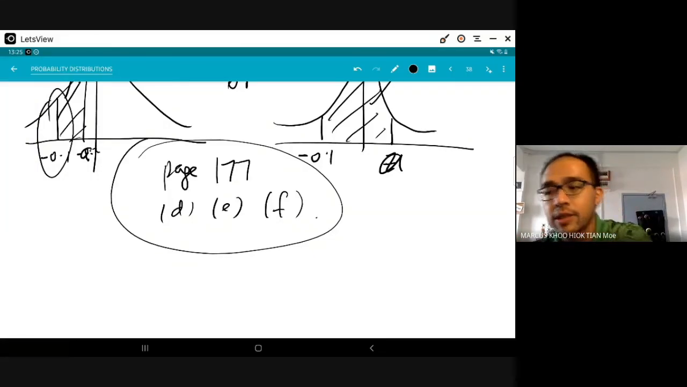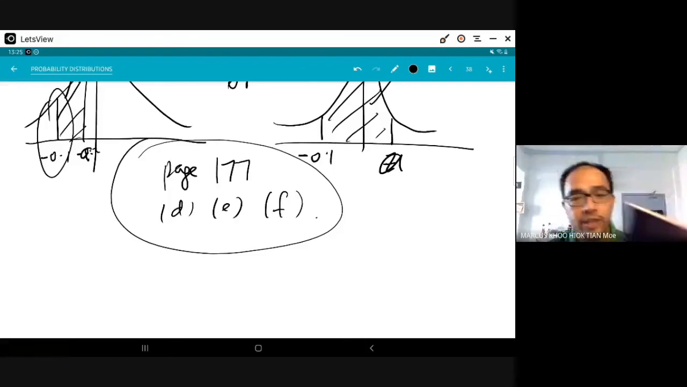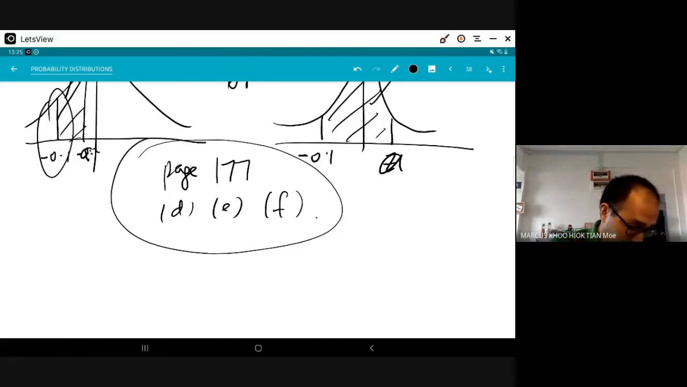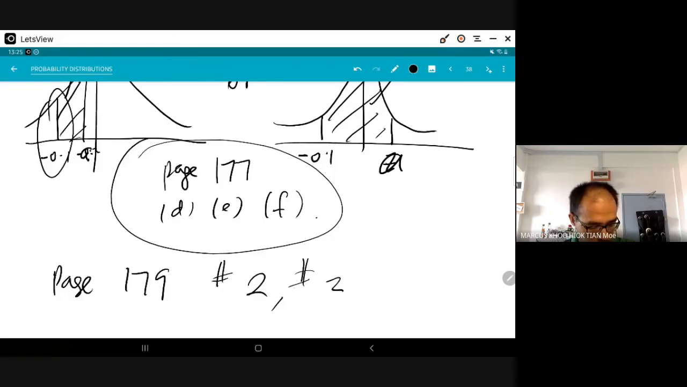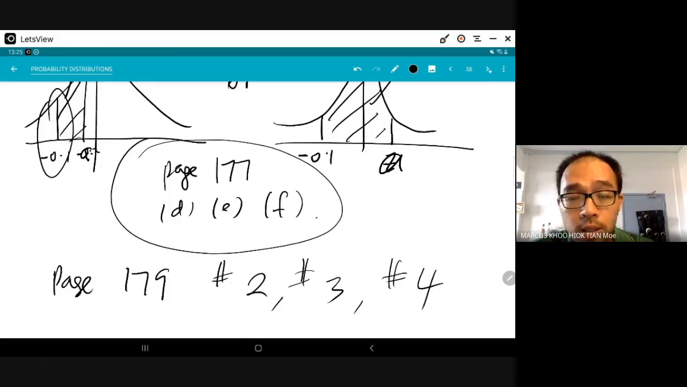Look for questions now. If you really want to try a few questions, I suggest that you do page 179, question number 2, number 3, number 4 as a starter. But this is not homework. This is all just practice on how to find probability, how to find X score, how to find probability, how to find X score.